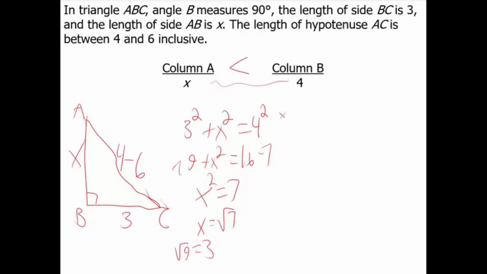So if x equals 4, let's get our quick triangle again. We have a 3, we have a 4, and that's a Pythagorean triple. That's a 3, 4, 5. And 5 is between 4 and 6. That's another relationship. So x could equal 4 as well. Since we've proven two different relationships, we don't need to go any further. We can confidently say that the correct answer is D.